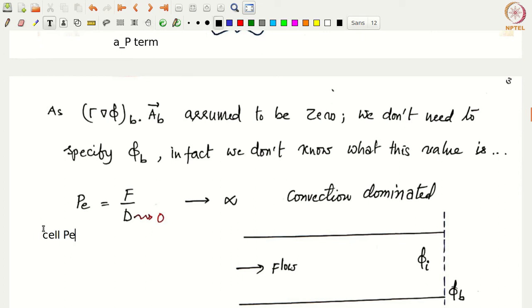So we said that the cell Peclet number goes to infinity, because it is the ratio of convection to diffusion, and the diffusion we have assumed to be 0 for the local cell Peclet number for the particular phase. Then the local cell Peclet number tends to infinity, right? That means this is a convection dominated flow, where we are assuming that the effects of diffusion are negligible, only for the boundary cell, between the boundary cell and the boundary phase. Okay, all right, what does that mean?